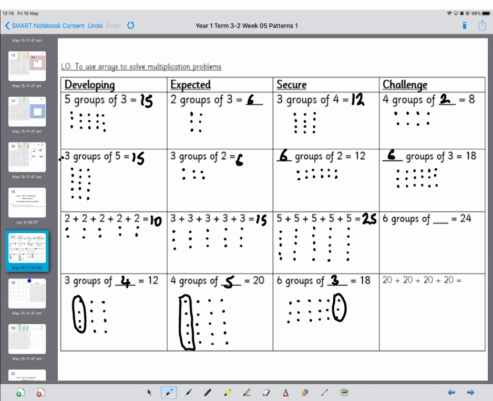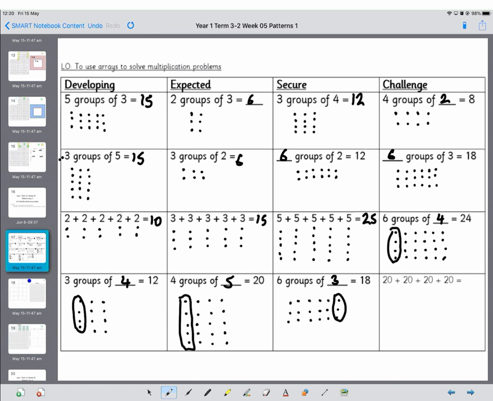And six groups of something make 24. So opposite way around. 2, 3, 4, 5, 6. That's 8, 9, 10, 11, 12, 14, 15, 16, 17, 18, 19, 20, 21, 22, 23, 24. So how many? Six groups of four.